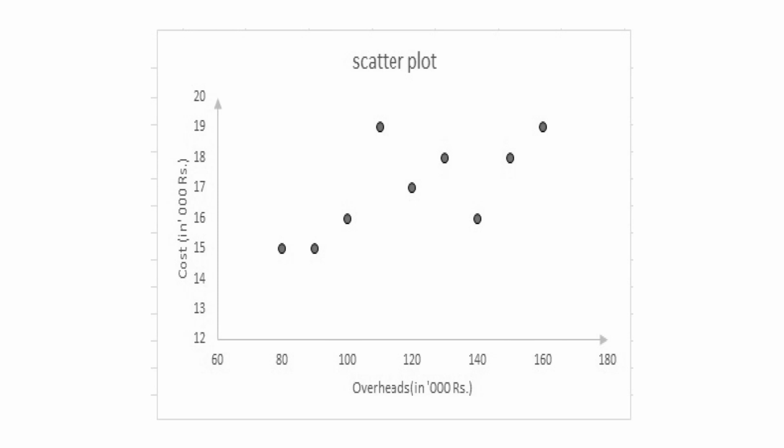The minimum value is 80 and the maximum value is 160. Hence, we shall consider the scale as 1 centimeter is equal to 10,000 rupees and have a kinked line from 0 to 80. In the y-axis, we shall consider the cost. The minimum value observed is 15 and the maximum value is 19. So, let us select the scale as 1 centimeter is equal to 1000 rupees and have a kinked line from 0 to 15.